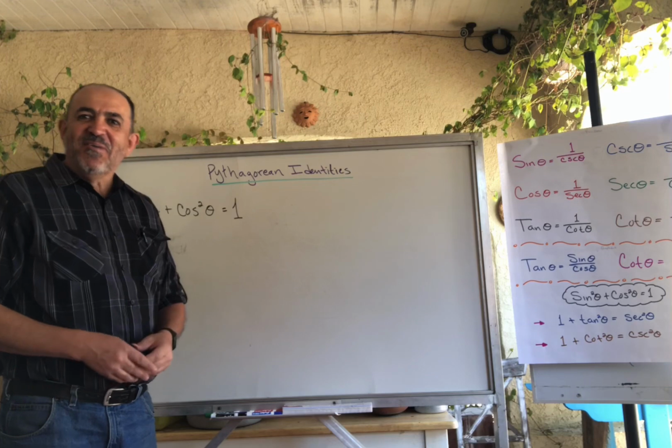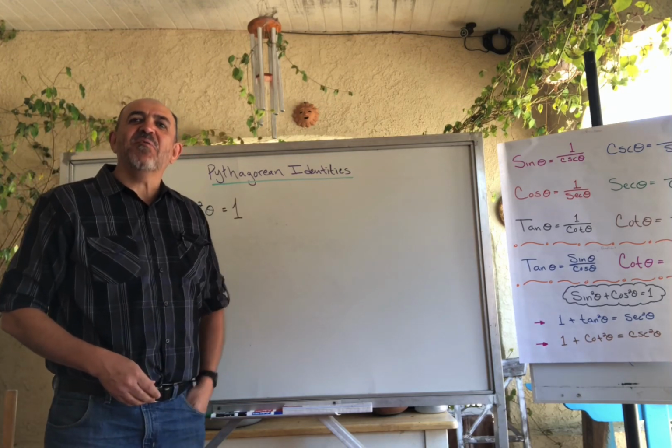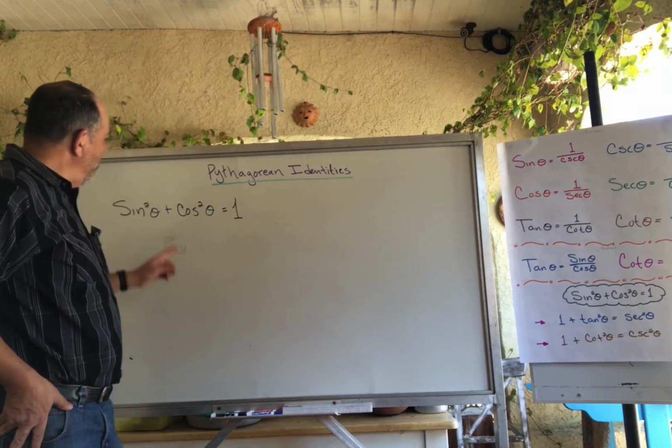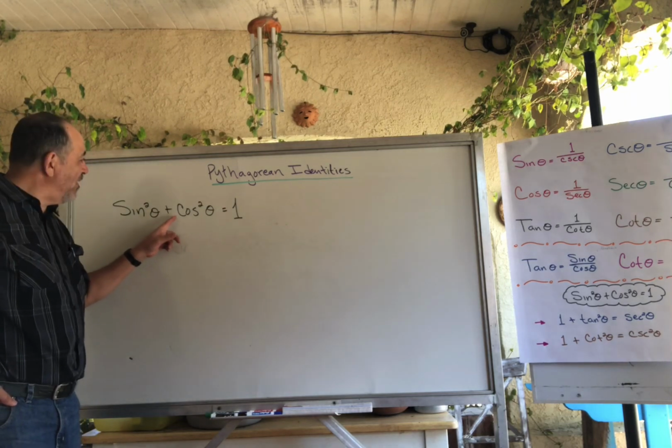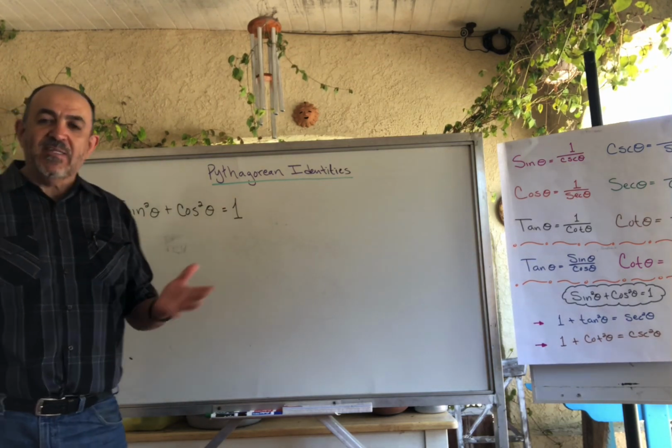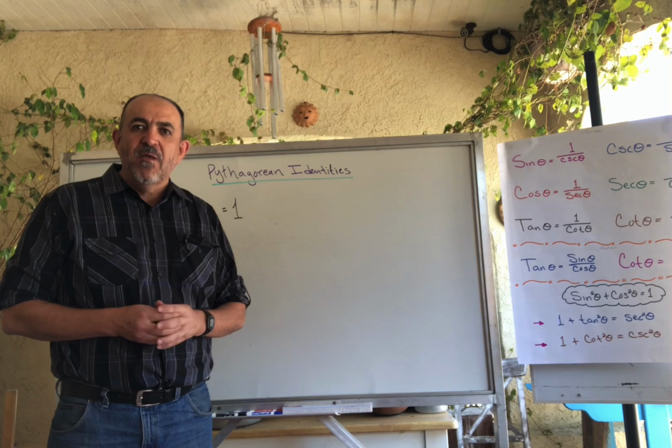Good morning to you all. Today I'm going to be going over the Pythagorean identities. And this one here, sine squared theta plus cosine squared theta is equal to 1, is the main identity that you're going to be working with.